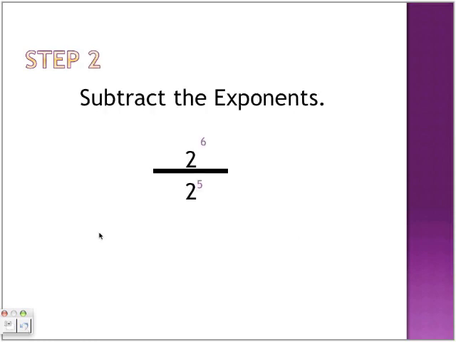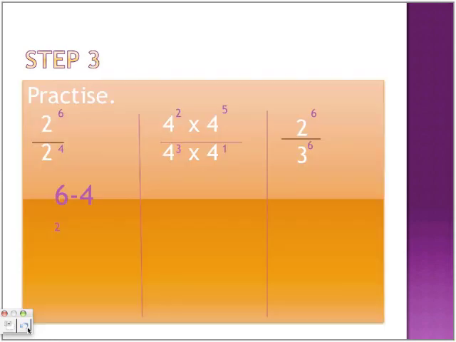The second step is to subtract the exponents. So for this one, you'd have 2, and then you'd have 6 minus 5. 6 minus 5 equals 1, so it's 2 to the power of 1. And 2 to the power of 1 equals 2.